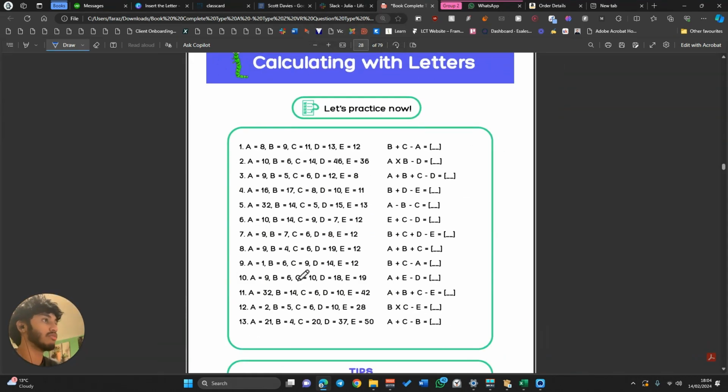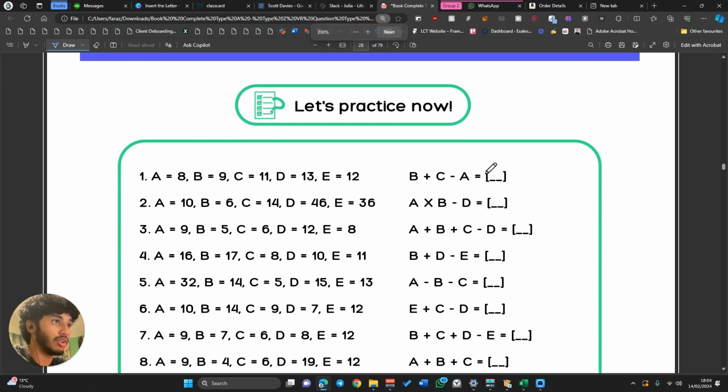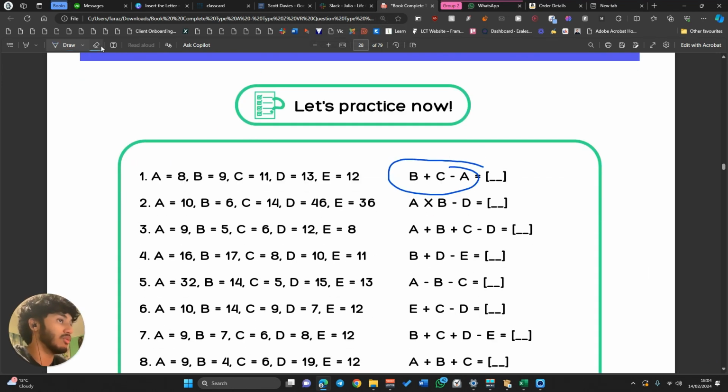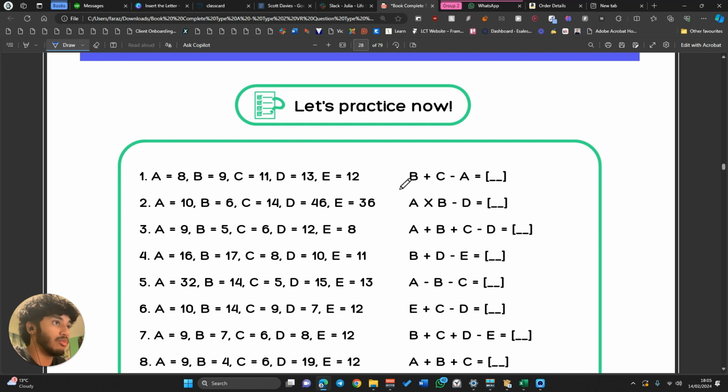So I'm going to quickly just go through the let's practice now section and try and see the best way you can do it quickly and easily. So let's have a look again. The first thing you want to look at is the actual equation. No need to read this, always go straight to the equation. So we need to figure out what B and C are. So that's 9 and C is 11.